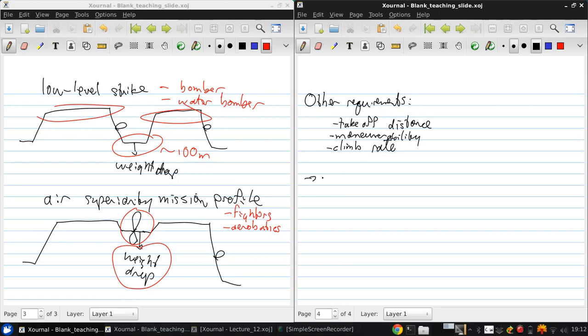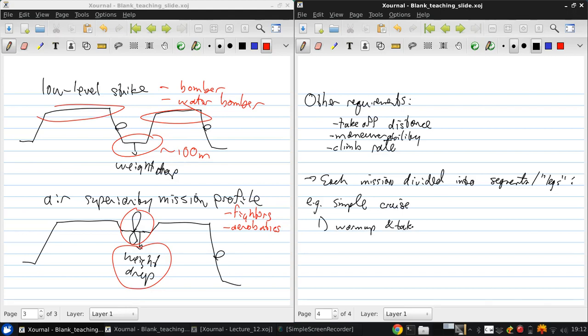Now, each mission is divided into segments, often called legs. And so, for example, for the simple cruise, we had one, which is the warm-up and takeoff, two, which is the climb, three, which is the main cruise, four, is the loiter, and five is landing.